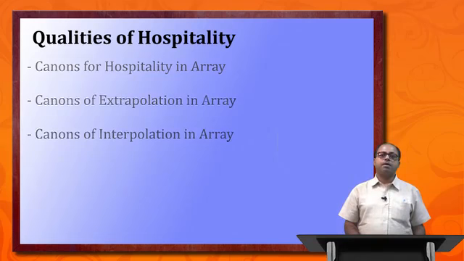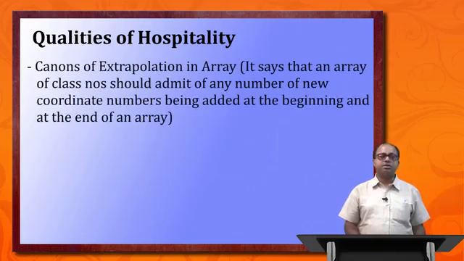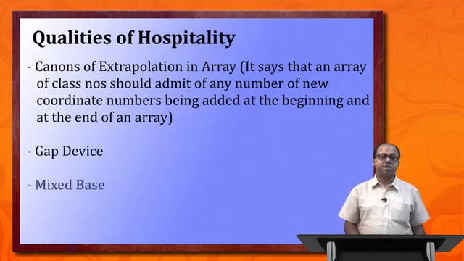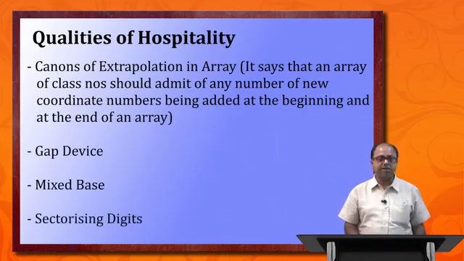Now, what is canons of extrapolation in array? This canon says that an array of class numbers should admit of any number of new coordinate numbers being added at the beginning and at the end of an array. Now there are 3 examples of canons of extrapolation in array. Let us see that. Number 1, gap device. Number 2, mixed base. And number 3, sectorizing digit.